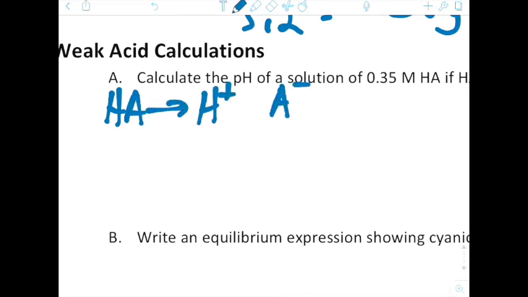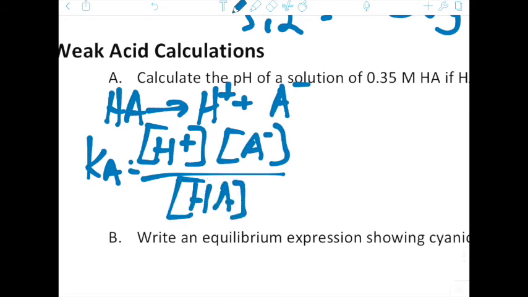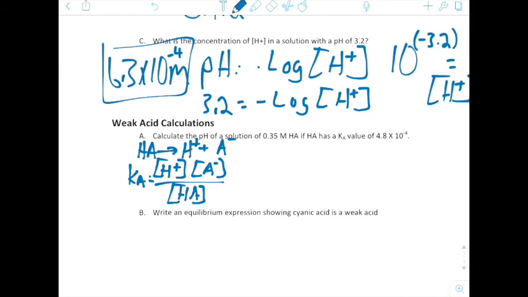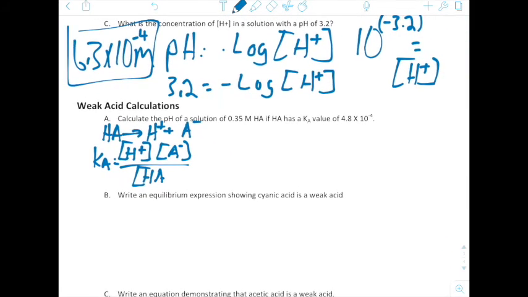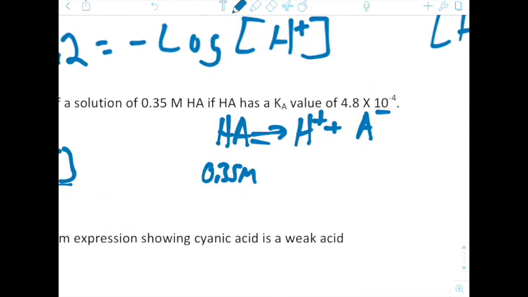hydrogen ions and an anion, and this means we have a Ka value of our hydrogen ion concentration times our anion concentration all over our acid concentration, and this is our Ka value here. And so when we look at this, we think of our expression and how it's written. Here's our equation. From this equation, we start out with 0.35 molar of our acid, and then it's going to go down.